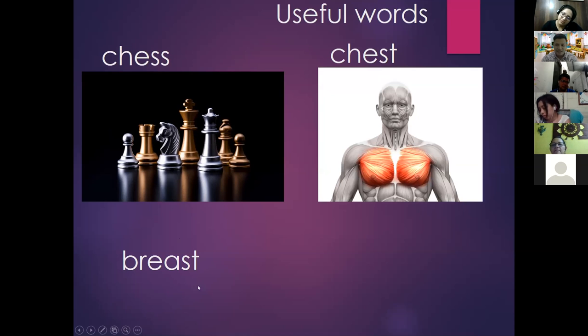Okay, nice. And the last one that we have is breast. What is this? Breast. Are you sure? Okay, an idea? Breast. Okay, look at this. I'm gonna give you a tip. We got a chest. Este es pecho, okay? Hombre. Pecho de hombre. What about this? Breast.